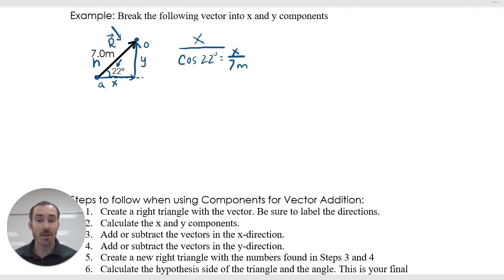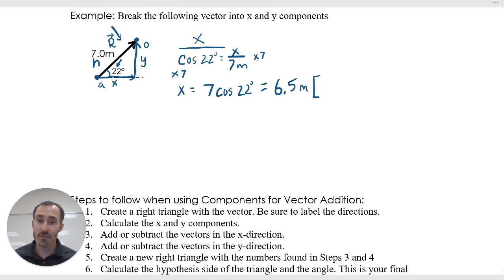So we're going to multiply by 7 because it's currently divided by 7, right? So to remove the divided by 7, you multiply by 7. And what we do to one side, we also have to do to the other side to keep the two sides equal. And so we're really doing x is equal to 7 times the cosine of 22 degrees. And when you do that, you get 6.5 meters.